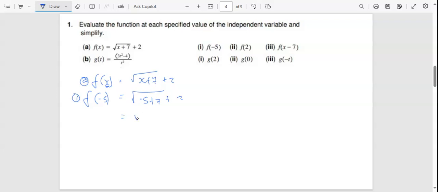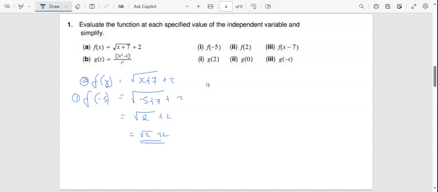So what we are going to have is root 2. Inside there we'll have negative 5 plus 7, that will be 2, then plus 2. Can we go in further? No. So you just end with root 2 plus 2 like that. So that's about number one.